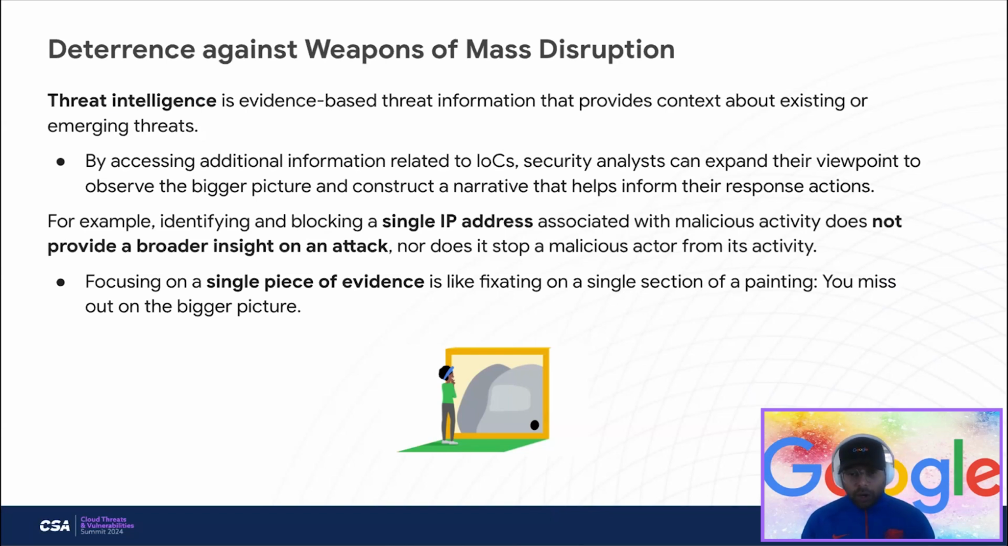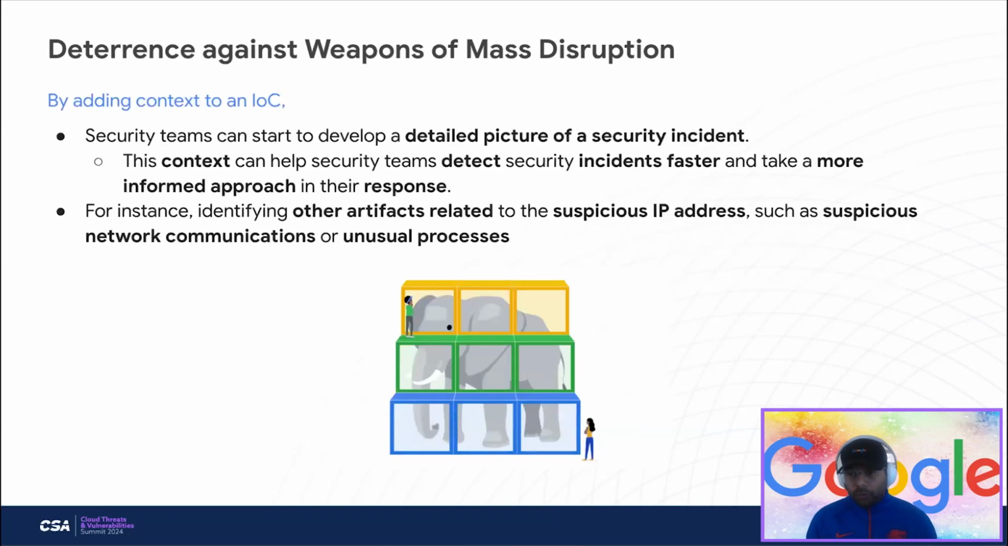But focusing on just threat intelligence or just risk and compliance data is like fixating on a single section of the painting, right? You cannot see the entire picture. As you can see in the image, it just shows one face of the elephant that you're seeing. What adding context to an IOC basically means is, hey, how do we tie our threat actors and their TTPs into a broader ecosystem of security incidents and the GRCs so that we can see the entire picture together?